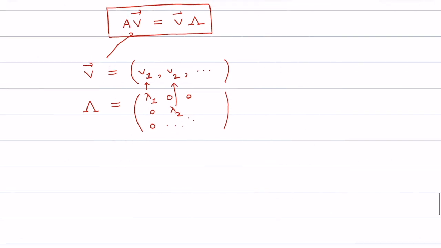Those of you who have seen this relation for the first time, I can illustrate it by an example. Let us consider a 2x2 matrix for illustration purposes. Say consider a matrix A, a 2x2 matrix. Let us say it is half [1, 1; 1, 1].